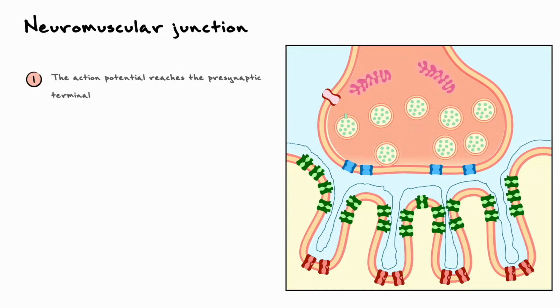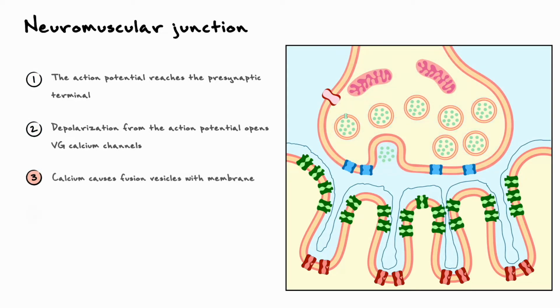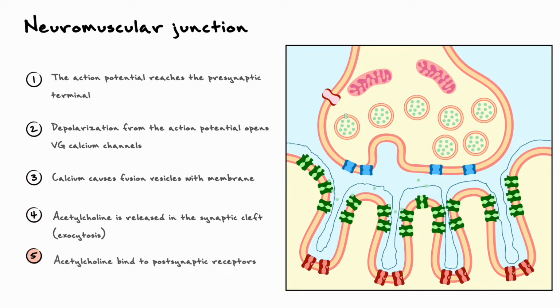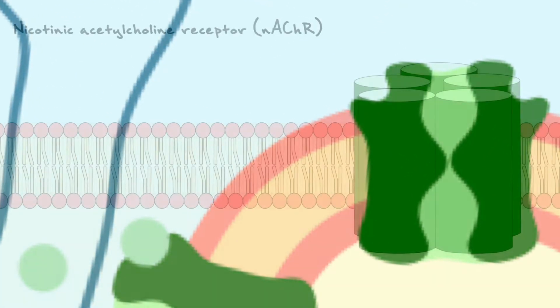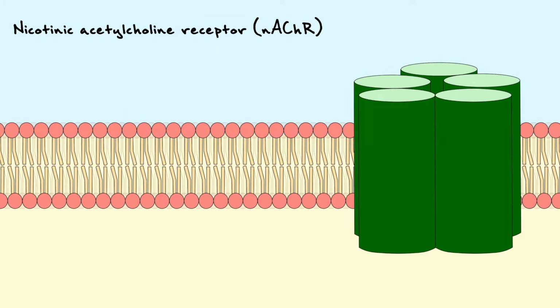The release of acetylcholine follows exactly the same steps as we've established previously when we discussed the general properties of chemical synapses. The action potential causes the opening of voltage-gated calcium channels, calcium enters, and causes fusion of vesicles. The exocytosis of acetylcholine then causes it to diffuse in the cleft and bind to receptors. The receptor on which acetylcholine binds is called the nicotinic acetylcholine receptor. This receptor is a pentameric ionotropic channel.